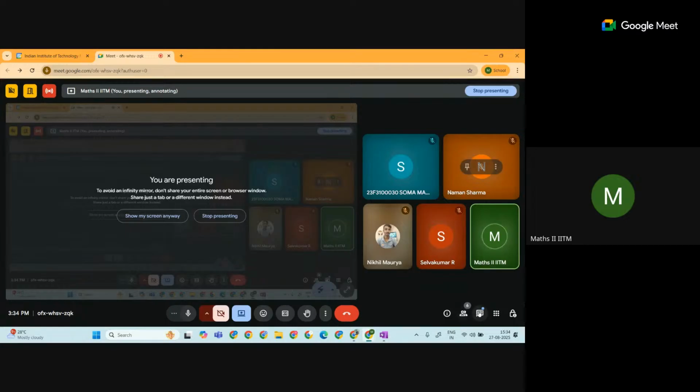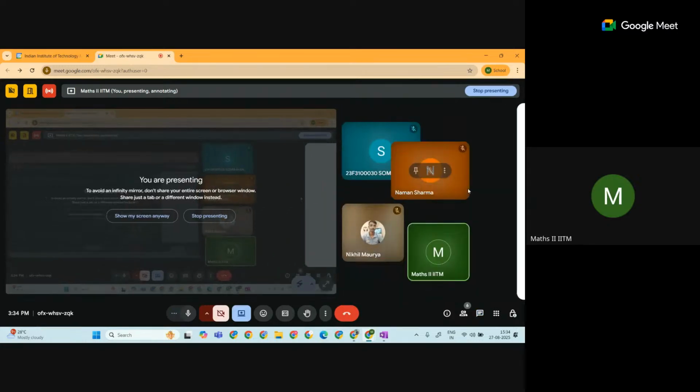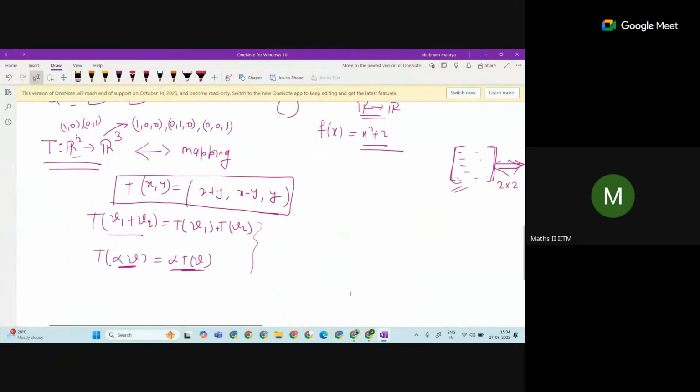Okay, let's see. So generally the process is... But here we have to write it column-wise, right? So here it should be 1 1 0 and 1 minus 1 1.